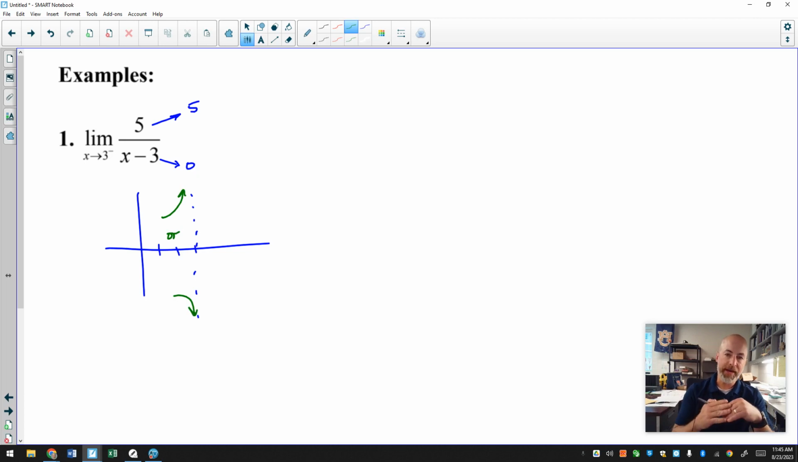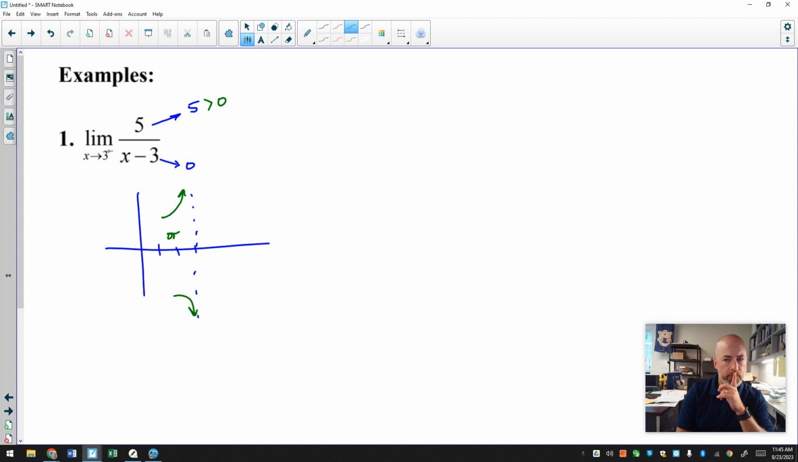And to determine that, I have to determine, is the numerator positive or negative? Is my denominator positive or negative as we approach 3 from the left side? Well, 5 is clearly in positive territory. I'm not worried about 5. 5 is much larger than 0. That's squarely positive. x minus 3, however, is approaching 0.